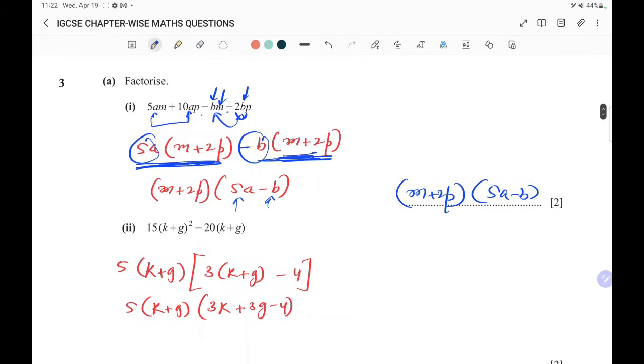Now the second part, that is also based on factorization. Here you can check 15 and 20. You can take 5 common, and (k plus g) whole square and (k plus g).